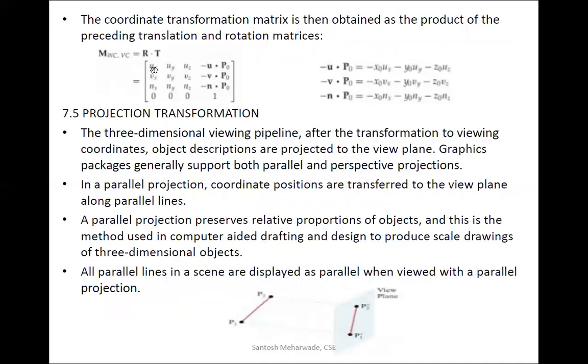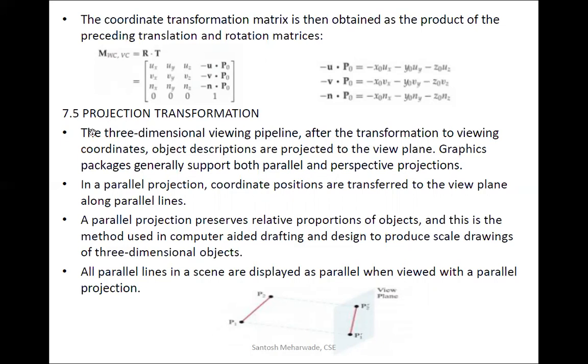Here the rotation parameters are the same, because that part is completely rotation based, but the last column consists of the translation based on that P naught. So minus u dot P naught; it is a dot product, not a multiplication. So minus x naught ux, minus y naught uy, minus z naught uz. You can see that the u term is common, meaning it is completely for the x-axis of our new viewing coordinate. Similarly, v is for the y coordinate and n is for the z coordinate of our viewing coordinate reference frame, so that is what we are going to change.